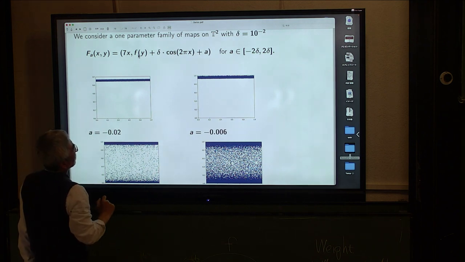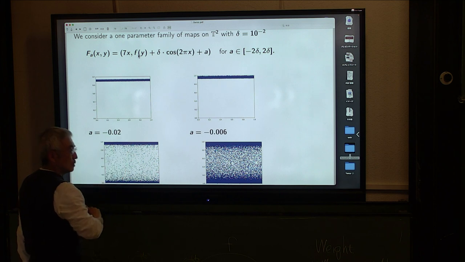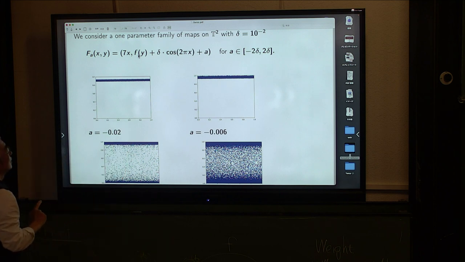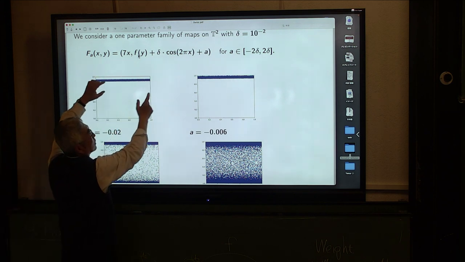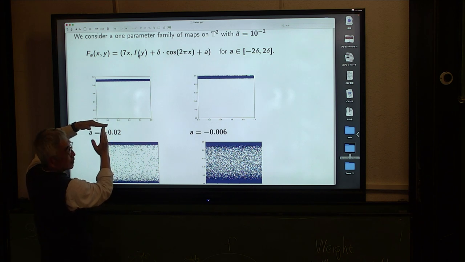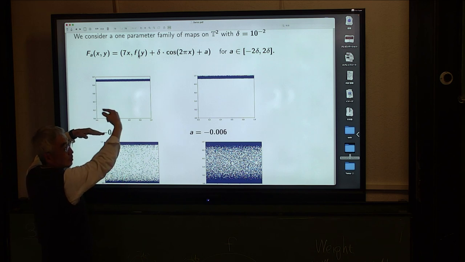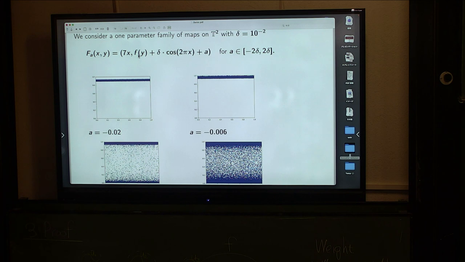then what happens is that at the parameter A equals minus delta, that attracting region breaks down because the attractor comes to the boundary, and then there's some chance that the orbit goes out of that region. Okay, but it is very difficult to find it.